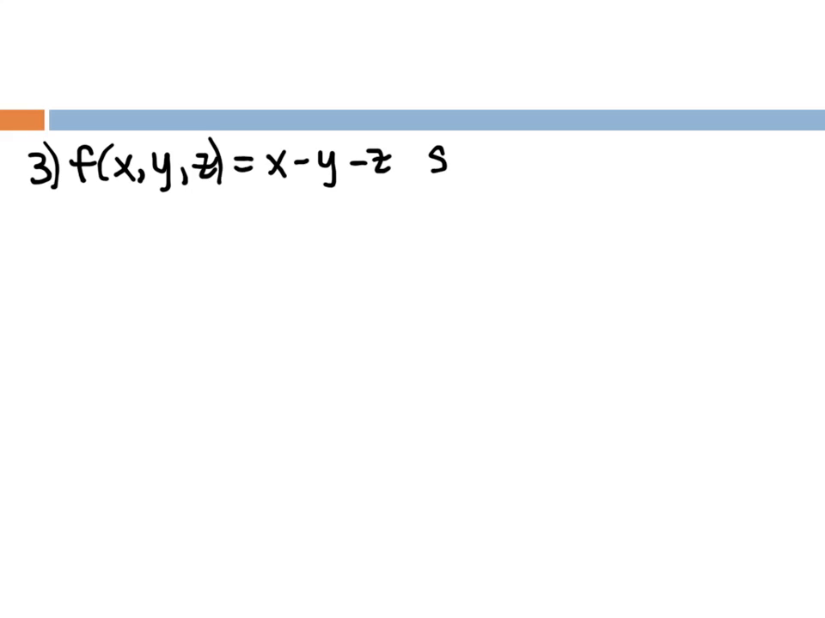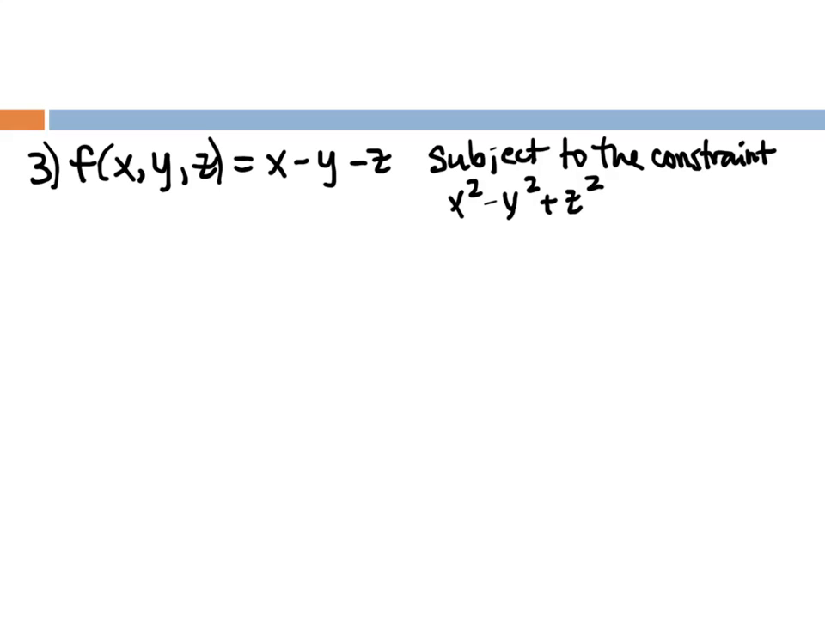Okay, let's try one more. Same idea. I'm not going to rewrite the directions. My function f is going to be f of x, y, z this time. And this function is x minus y minus z. And it is subject to the constraint x squared minus y squared plus z squared equals 1.